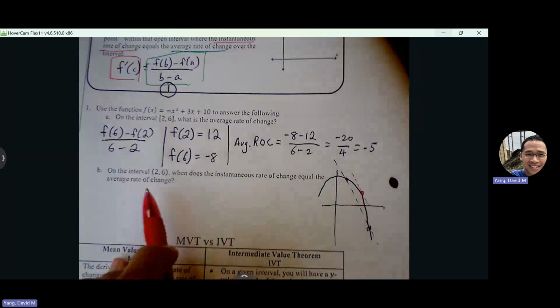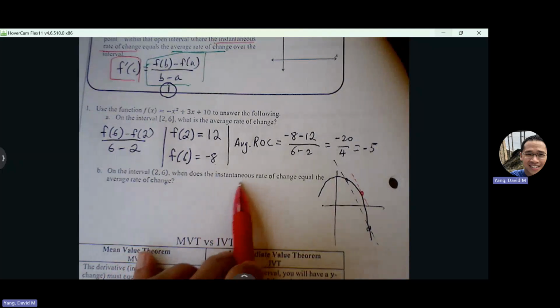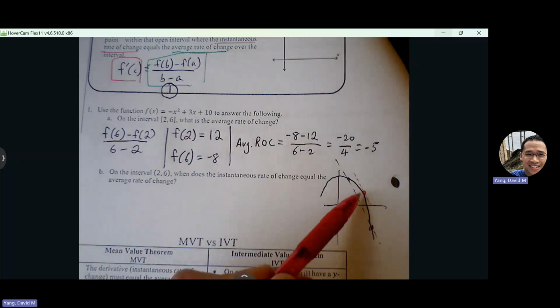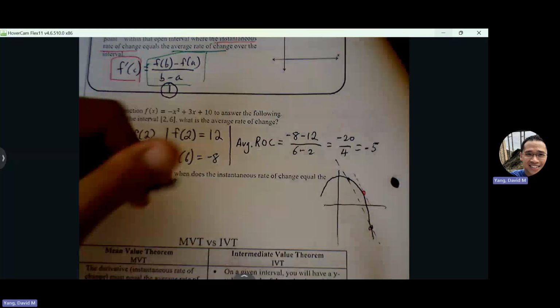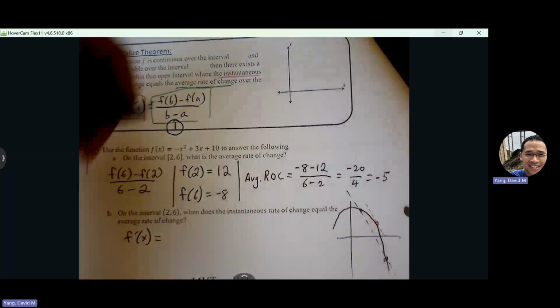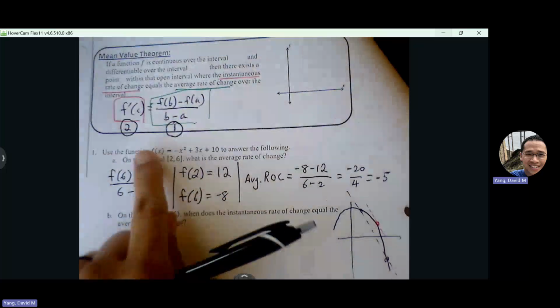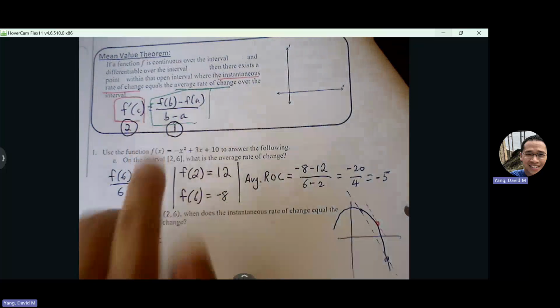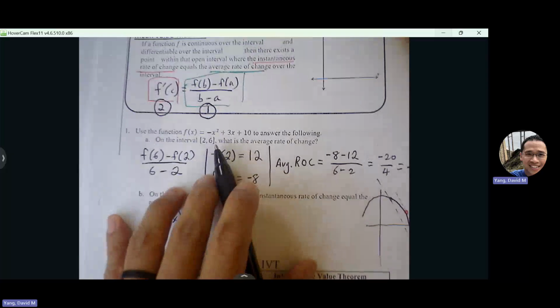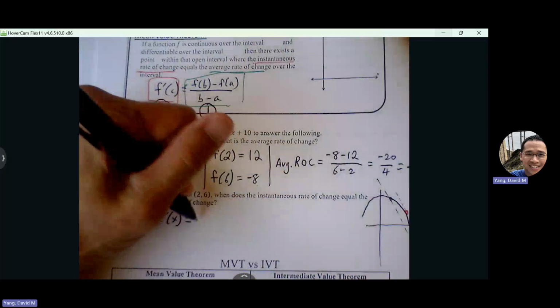Okay, so then on the interval from 2 to 6, when does the instantaneous rate of change equal the average rate of change? So we're just going to ask the derivative to tell us the location of that point. So to do that, we're going to find f prime. And that's our second task there, trying to figure out what that derivative function is. So we simply have to go through the power rule there. So -2x plus 3.